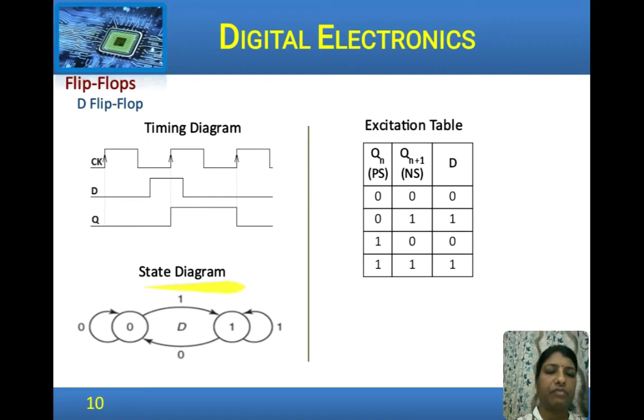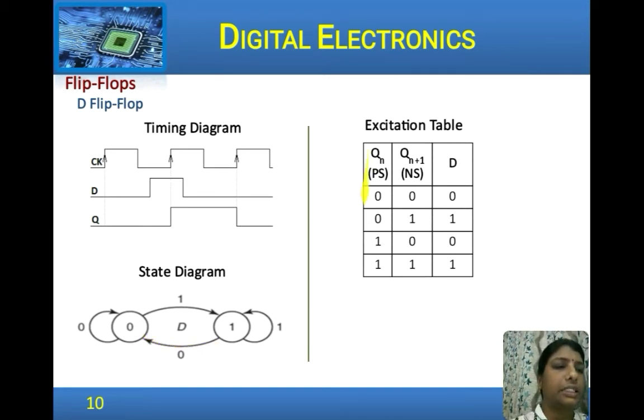The state diagram for the D flip flop has two states again. All flip flops are bistable devices, so 0 and 1 are the two stable logic states available. When a D flip flop is in 0, if it has to continue remaining in 0, the input should be 0. If it should go to 1, the input should be 1. And at 1, if an input of 1 is given, it continues remaining in state 1. If an input of 0 is given, it goes to state 0.